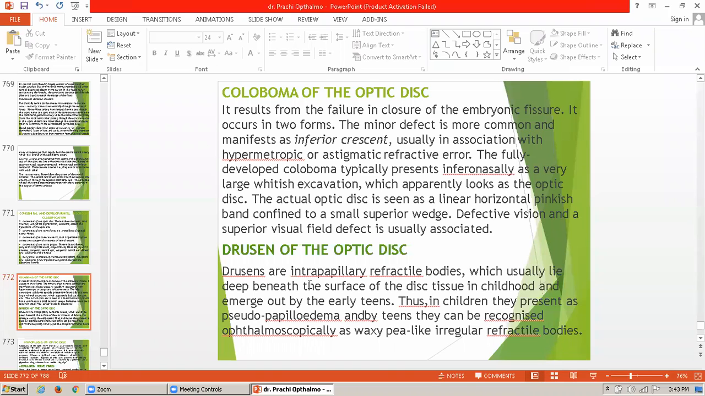Drusen are intrapapillary refractile bodies which usually lie deep beneath the surface of the optic disc tissue in the child and emerge out by the early teens. Thus, in children, they present as a pseudo papilloedema, and by teens, they can be recognized ophthalmoscopically as waxy pea-like irregular refractile pods.